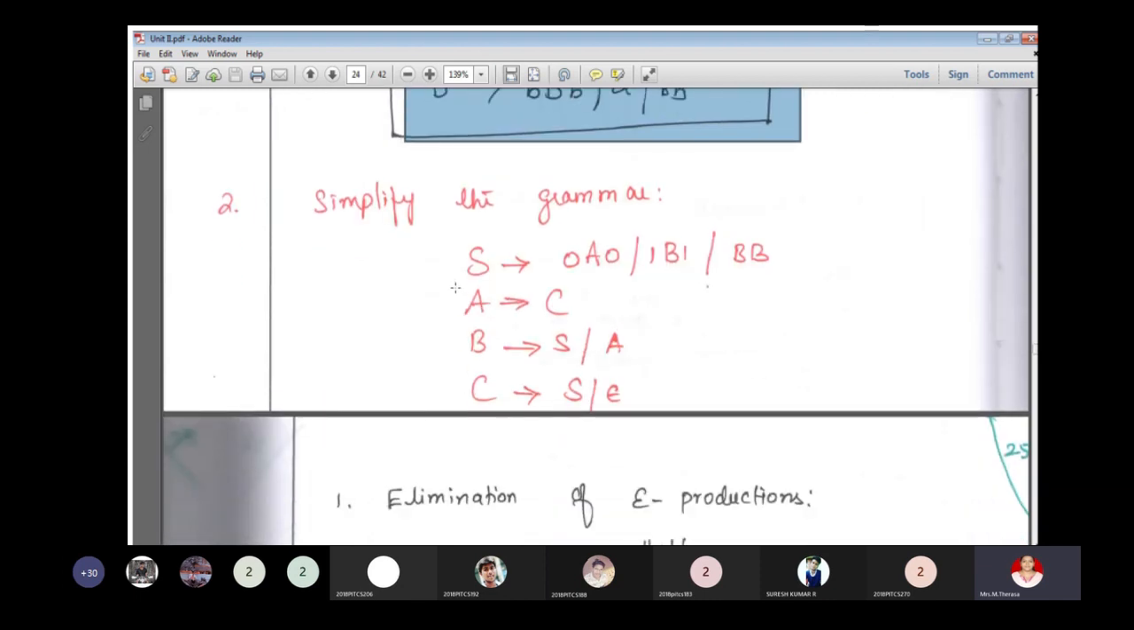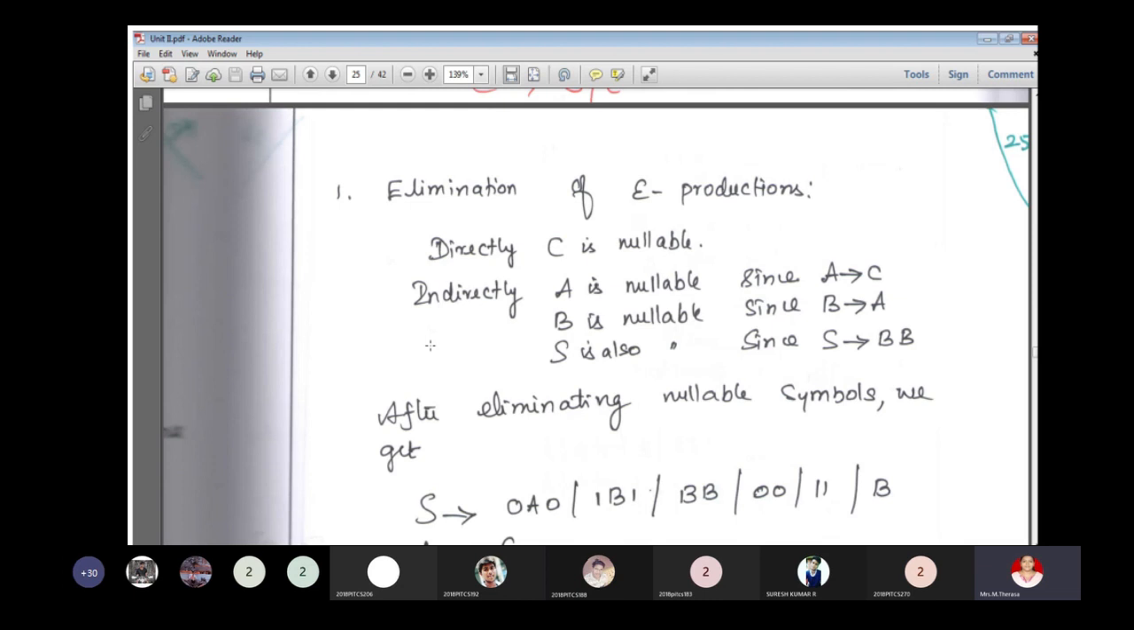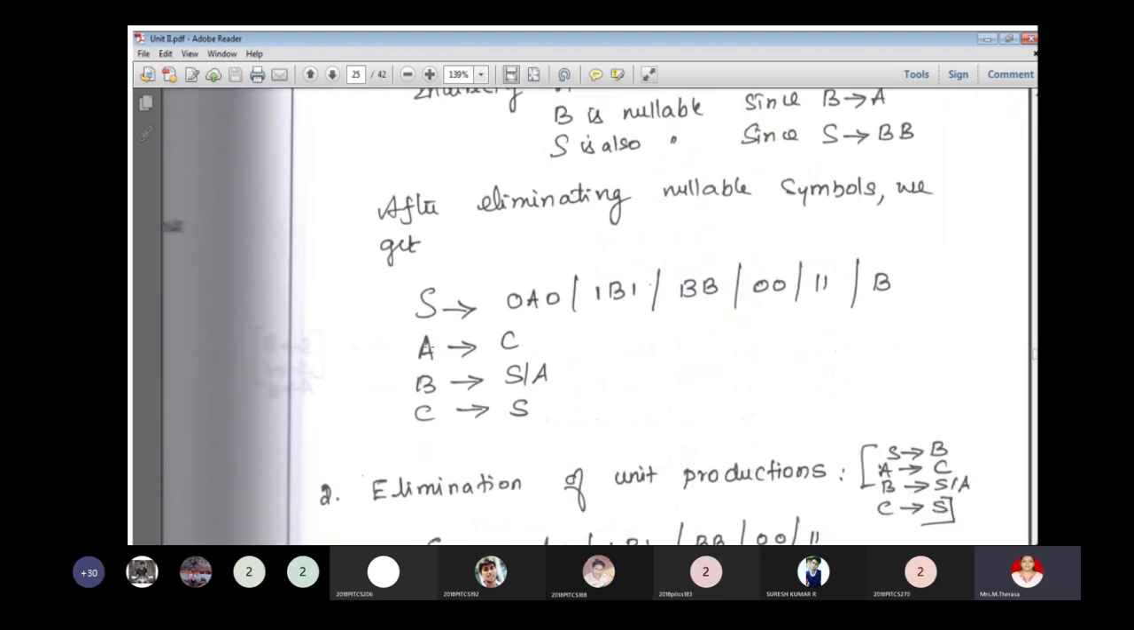Okay, we'll see another example. Simplify the grammar. S tends to 0A0, 1B1, BB, A tends to C, B tends to S or A, C tends to S or epsilon. Okay. So here we can see, first step is to eliminate the epsilon production. So C is nullable because directly we are given C tends to epsilon. So indirectly A is nullable, B is nullable, and S is also nullable. So you have to eliminate the nullable variables by substituting nullable variables as epsilon. So you will be getting these set of production rules.